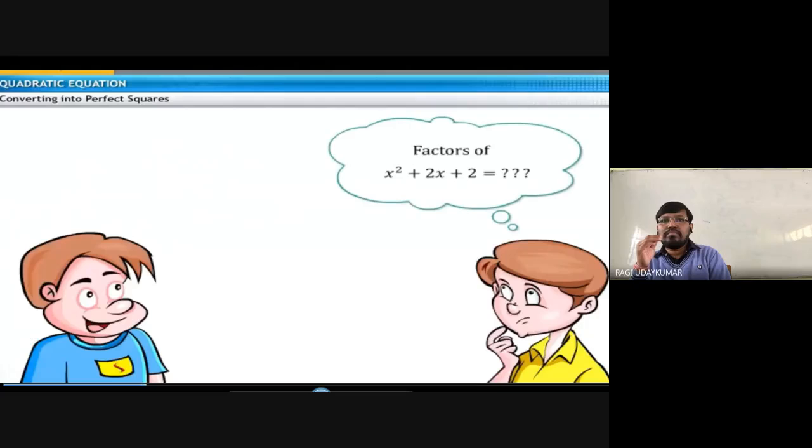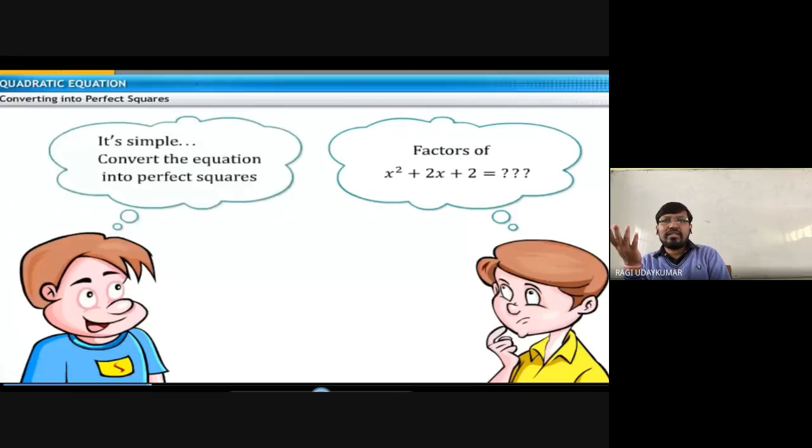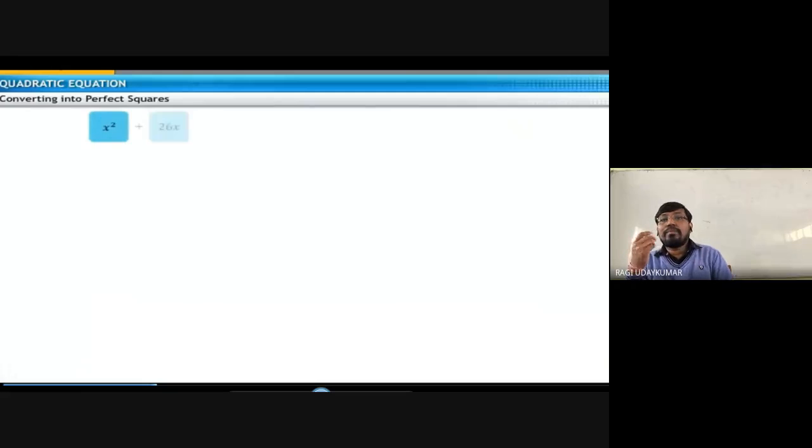So now here sometimes there is a problem of converting into perfect squares. So what are the factors of x square plus 2x plus 2? Can we factorize this one? No, it is not possible to factorize. It's simple to convert the equation into perfect squares. So you can write this into perfect squares. This is the completing square method, converting into perfect squares.